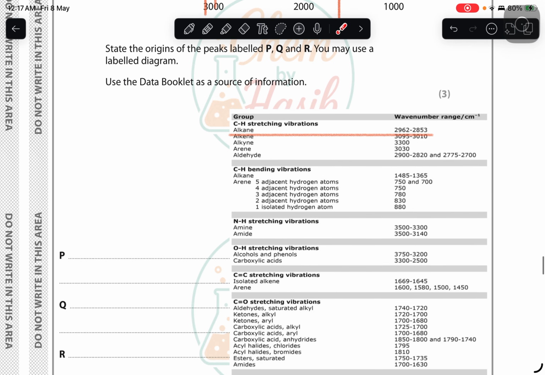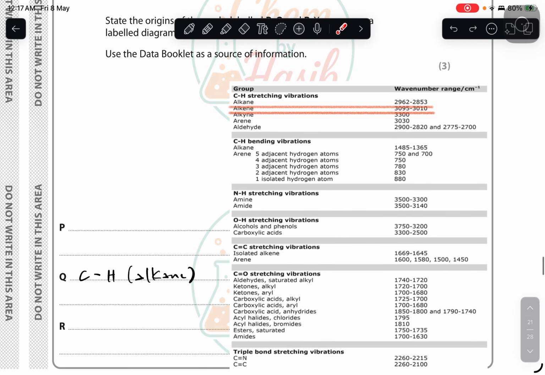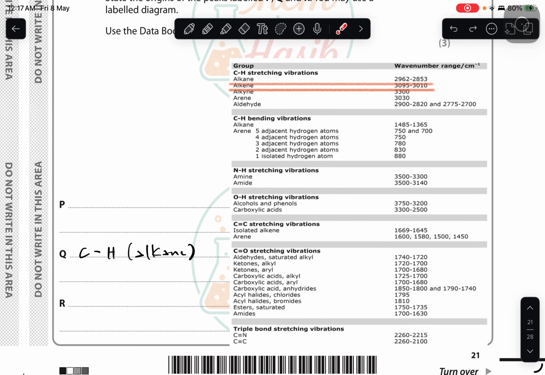So we can write P is CH for alkane. Then we have the 3095 to 3010 for alkene, right? So this is very close to 3100, right? 3095 is very close to 3100, so we can write this is for CH. In bracket you write alkene.